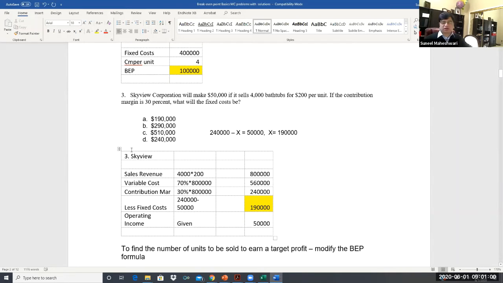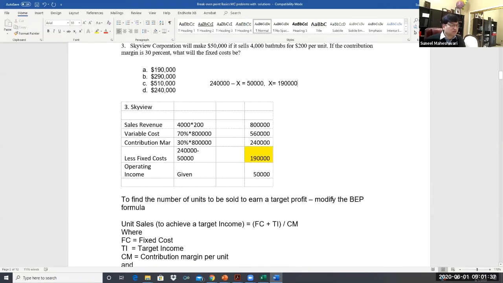Anyone has a question on number 3, please? Okay, please type in yes or no so that I know whether you have a question or not. When I'm asking you, please do something so that I know that I can move forward or not. Okay, so I'm assuming there are no questions then.